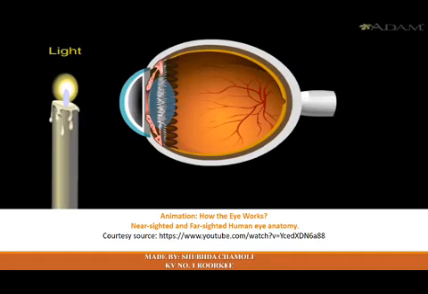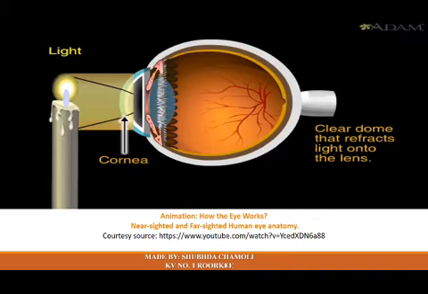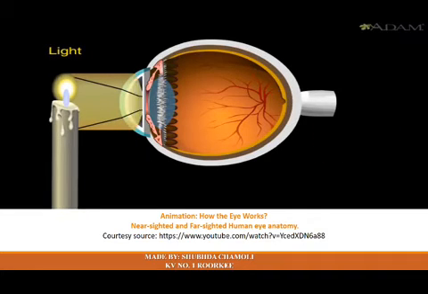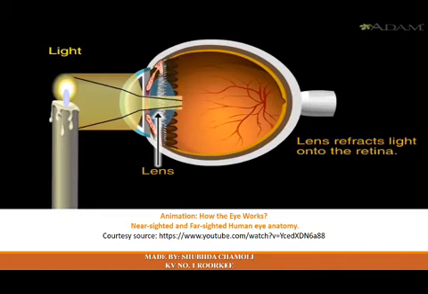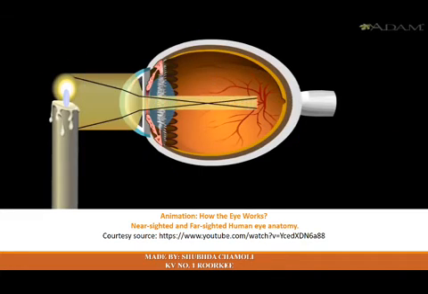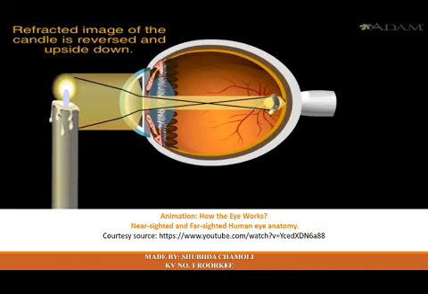This candle can help us understand how the eye captures images and then sends them to the brain. First, the candlelight passes through the cornea. As it does, it's bent or refracted onto the lens. As the light passes through the lens, it's bent a second time. Finally, it arrives at the retina, where an image is formed. This double bending, though, has reversed the image and turned it upside down.